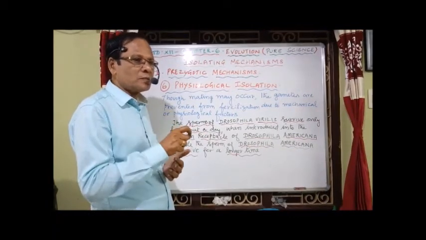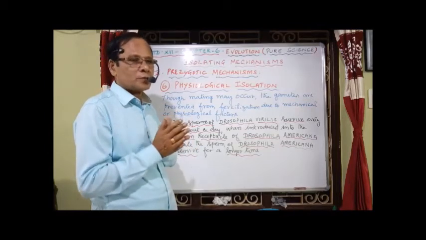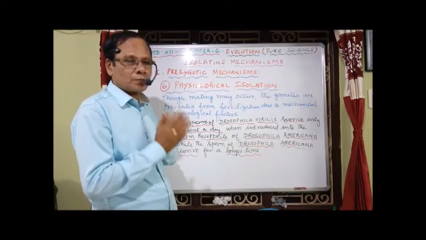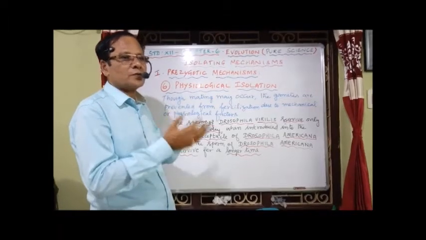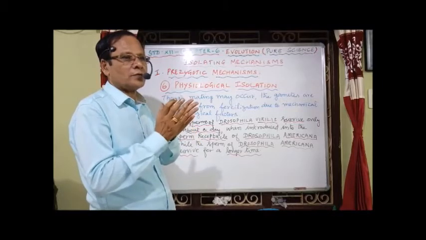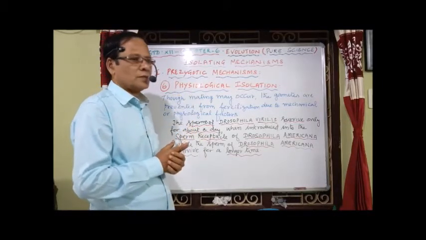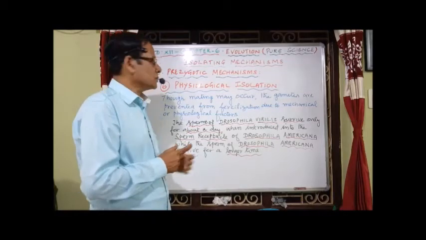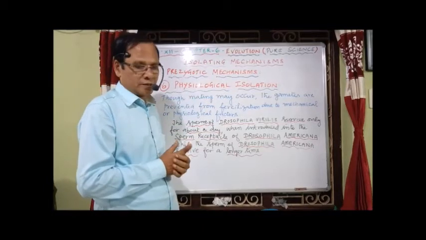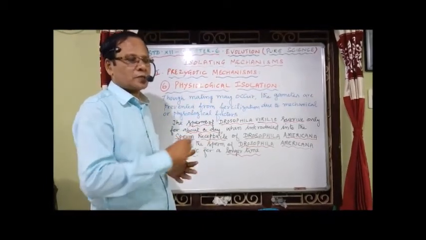So the physiological barriers formed in the female body of one species prevent the survival of the sperm received from a different species. But from the same species, the sperm lives for a long while and fertilization normally occurs. So this is another factor, physiological isolation. This is the last method coming under prezygotic mechanisms, operating before fertilization, before the formation of the zygote.